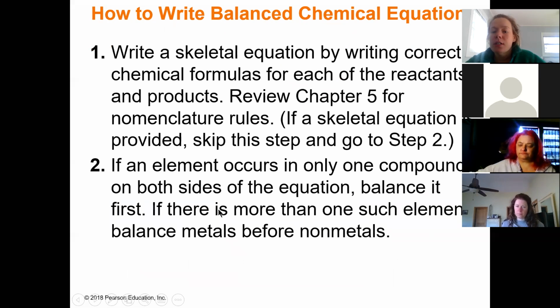So balance those first. If there's more than one of those elements, balance metals before non-metals. It just sort of works out better if we do the metals before the non-metals. It's not super strict on that, but if it is split up, leave it to the end.